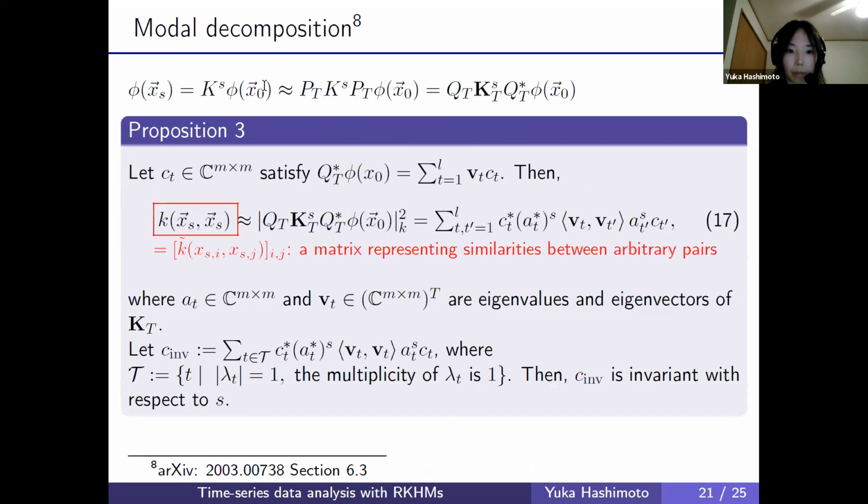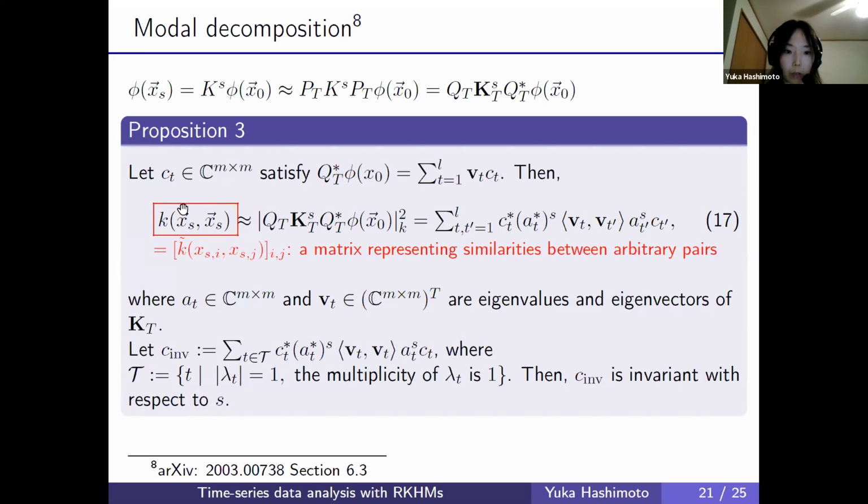By using this eigenvalue decomposition, we can consider decomposing information of similarities between pairs of elements of dynamical systems. By the definition of the Perron-Frobenius operator, because it describes the time evolution of the dynamical system, the vector corresponding to the observation at time s can be written like this. We replace this Perron-Frobenius operator by the estimated Perron-Frobenius operator, apply the eigenvalue decomposition, and obtain the decomposition like equation number 17.